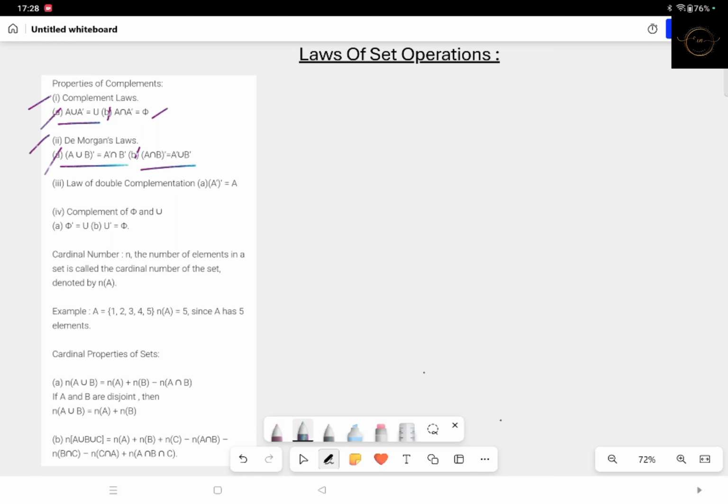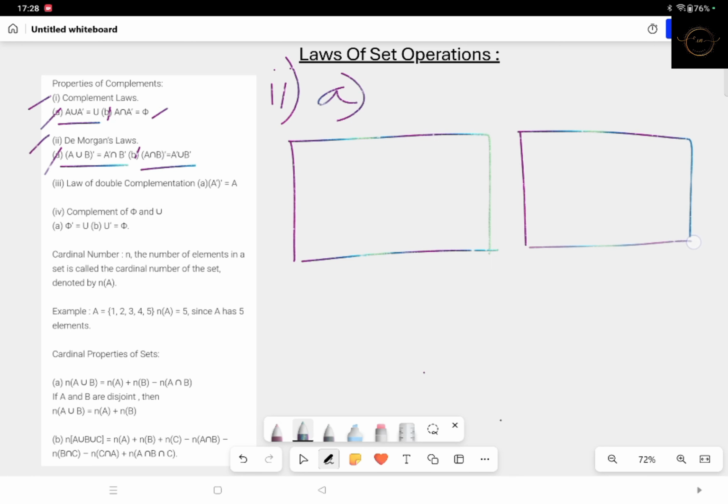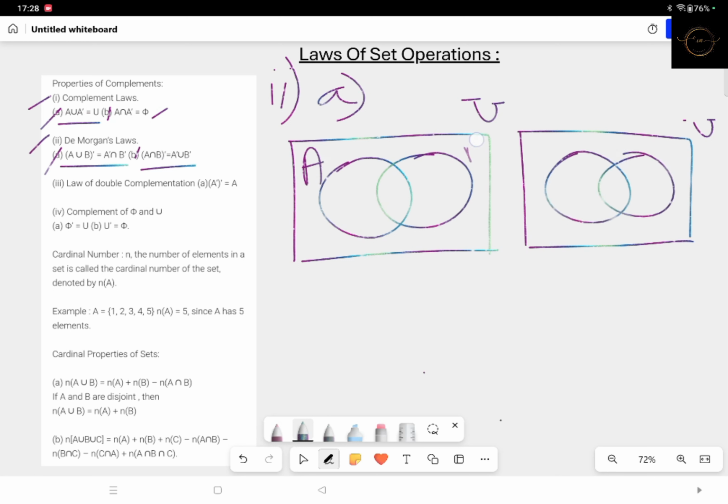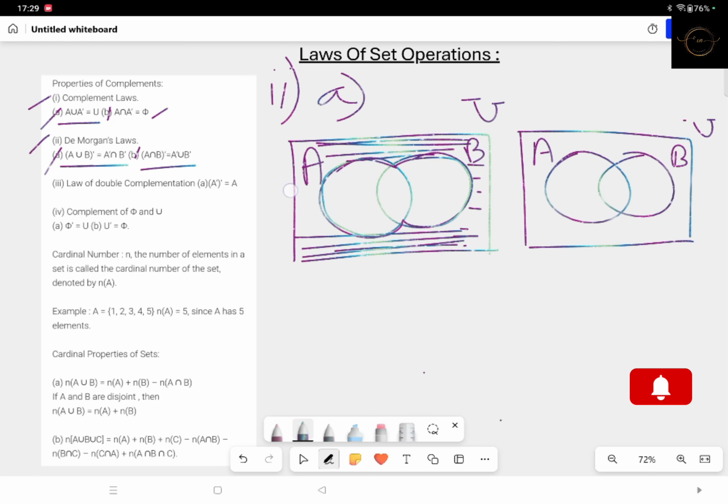Let's come to the first law of De Morgan's laws, number 2, the first one I'll show. We can easily prove it with two sets, because A and B are the two sets given. This is the universal set, and these are the sets A and B. Look very carefully: A union B dashed. This part is A union B. Leaving this part is A union B dashed. So this is the LHS part.